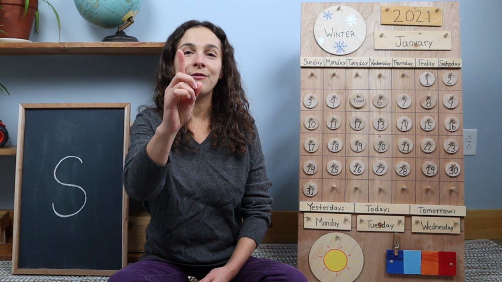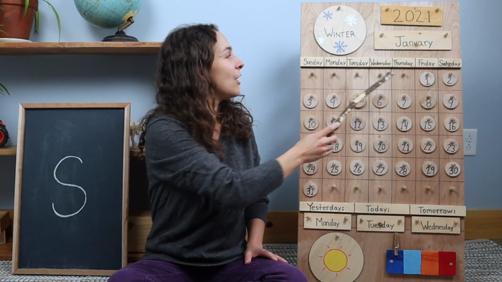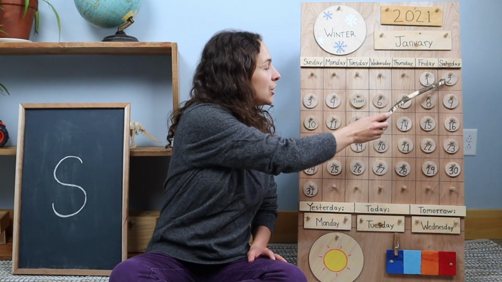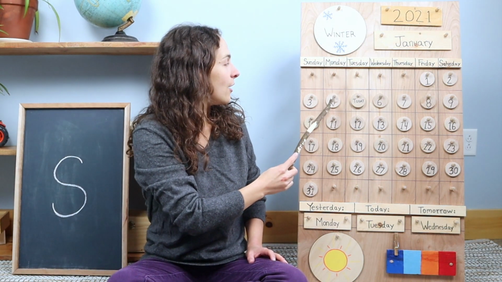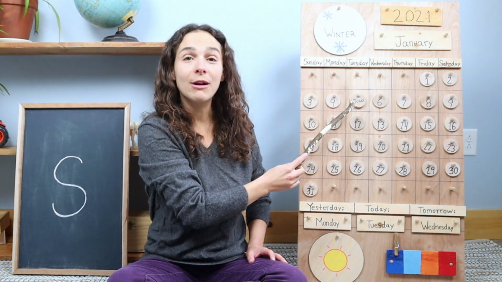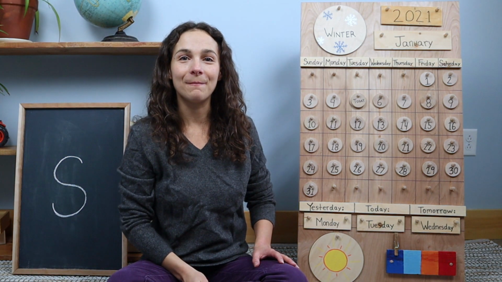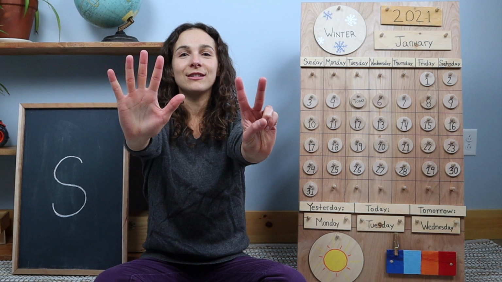Warming up your counting fingers. All right, here we go. 1, 2, 3, 4, 5. Today is January 5th, 2021. Now it's time for the Days of the Week song. So I need to see 7 fingers like this.